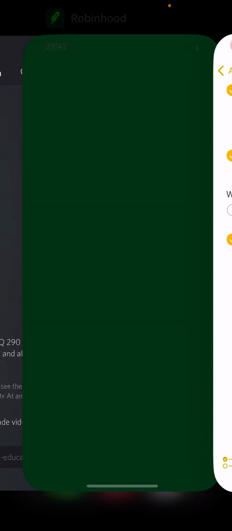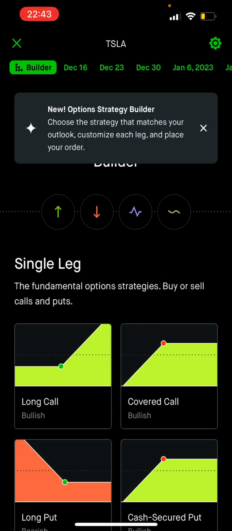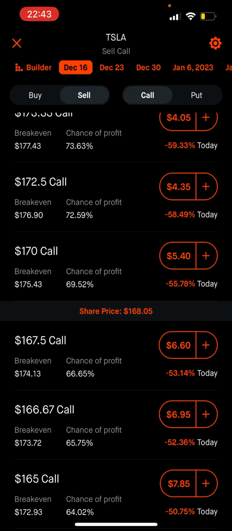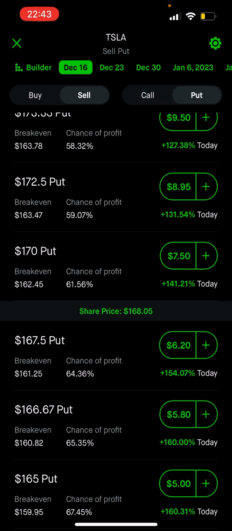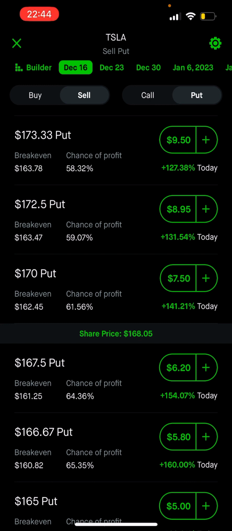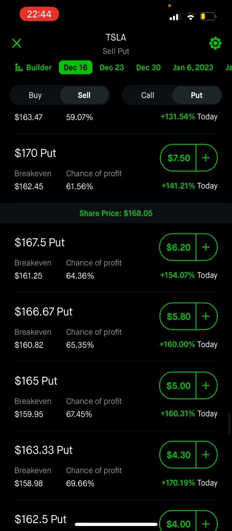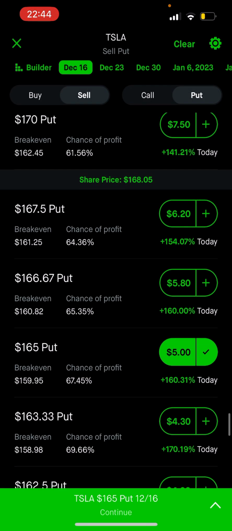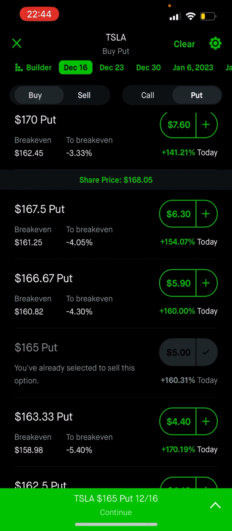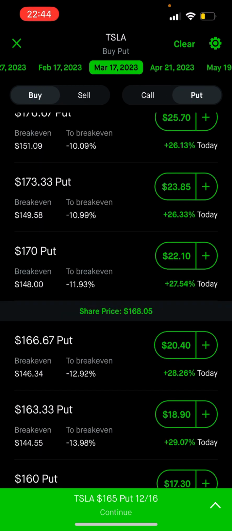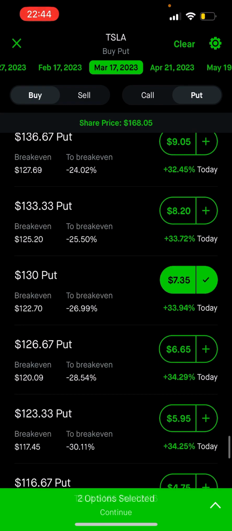So let's head over here. So I'm going to show you that first setup. I'm going to do this on Robinhood because I actually like their mobile risk profile. So Tesla's currently at, you can see right there in the middle, at 168 in after hours. So let's see how this looks. So add the 165 short put. And then we'll go over to March, and we're looking at the 130 put.